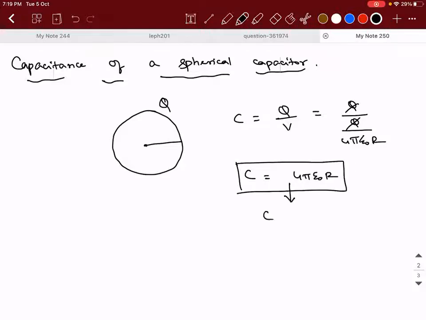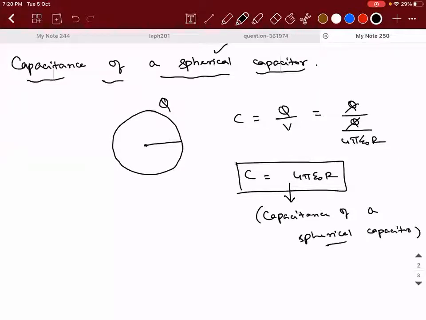This is the formula for capacitance of a parallel plate capacitor. Sir, this is only for spherical capacitor, right? Yeah, it is only for a spherical capacitor. Sir, you wrote parallel plate. No, here I wrote. Oh, sorry. Thank you.